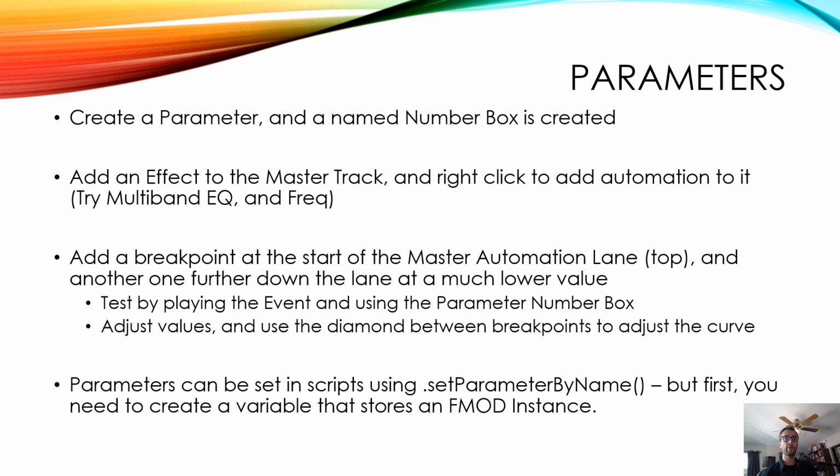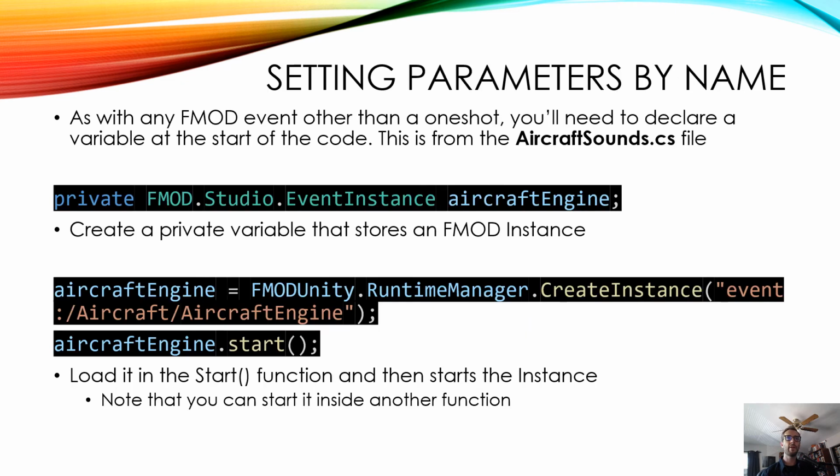We can also script parameters and change them in the script by using .setParameterByName and using that method. But first you need to create a variable that will store an FMOD instance like we've already done. So to use setParameterByName, once again, you need to declare a variable at the start of the code. So take a look at the AircraftSounds.cs file that I've included on the course page. And right under MonoBehaviour, we've got private FMOD.Studio.EventInstance, and we're going to call it aircraftEngine. So that creates an instance that stores an FMOD event.